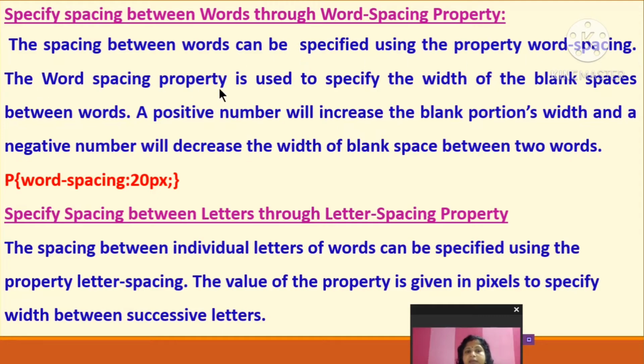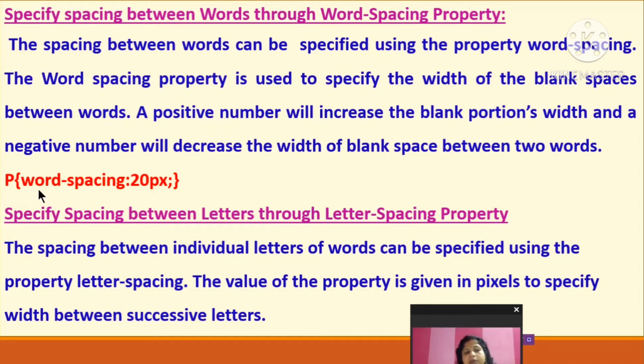The word spacing property is used to specify the width of the blank spaces between words. Between words, if you want to give space, then you will go for the word spacing property. A positive number will increase the blank portion's width and a negative number will decrease the width of the blank space between two words.